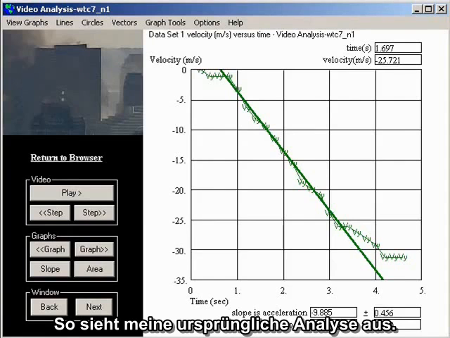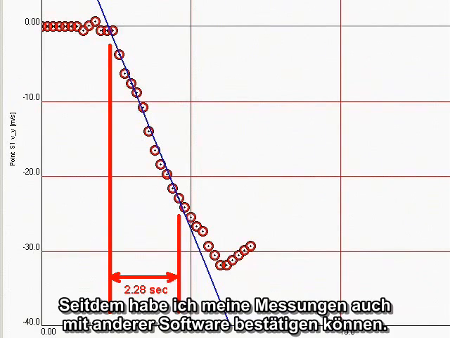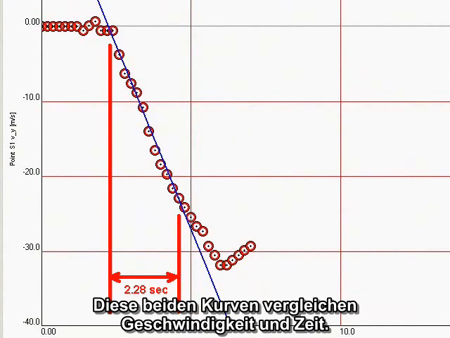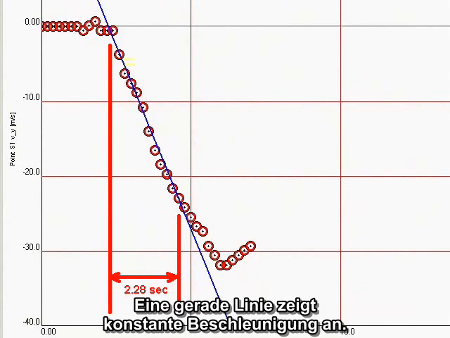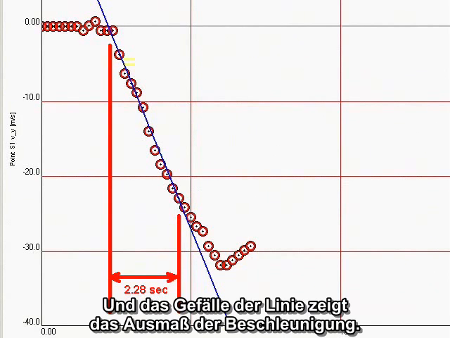None of the gravitational potential energy of the building is available for this purpose, or it would slow the fall of the building. The fact of free fall by itself is strong evidence of explosive demolition, but the evidence is even stronger than that. My original analysis looks like this. I have since confirmed my measurement using a different software package. Both of these graphs plot velocity versus time. A straight line indicates constant acceleration, and the slope of the line indicates the rate of acceleration.